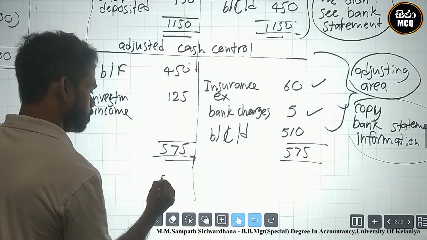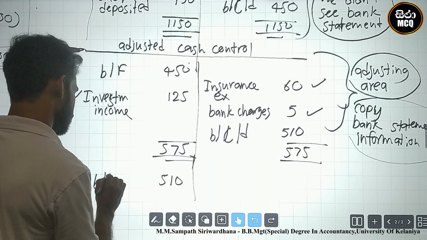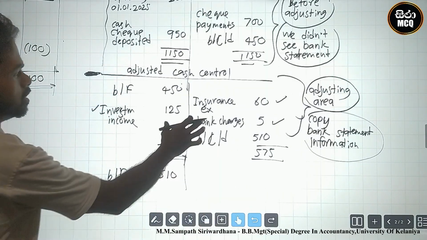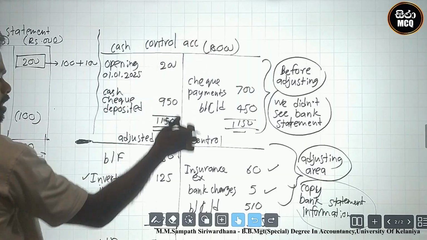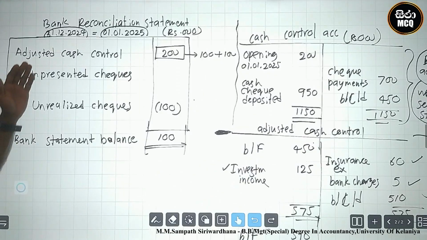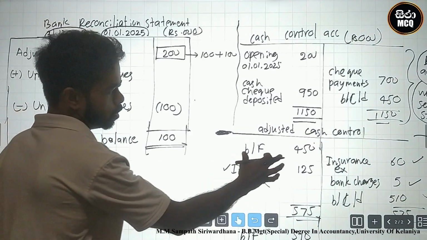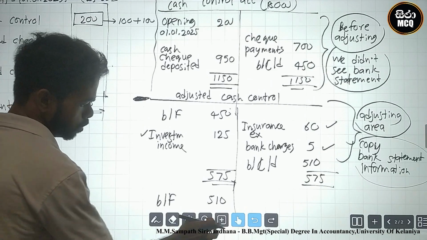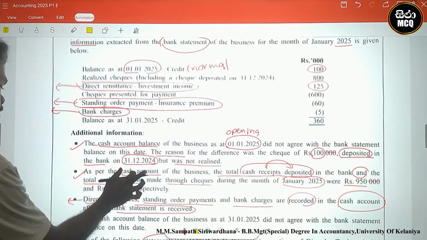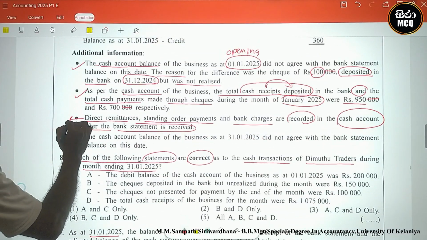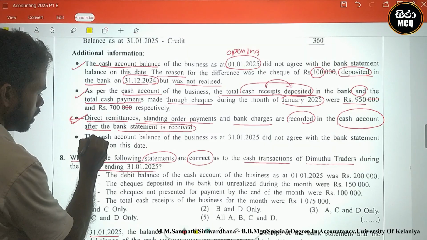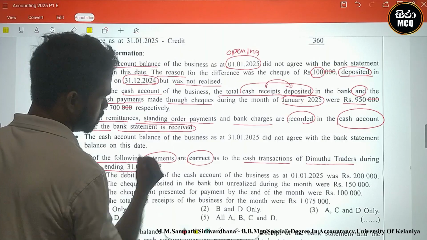Balance 550. Balance forward. There is information you must identify. This is the non-adjusting area. This is the adjusting area. This is the cash control. This is the opening bank reconciliation statement. All information are included. Look here, we must go to the question next area. Look here, third one is okay. Look at the fourth one, the final one. Okay, the cash account balance of the business.